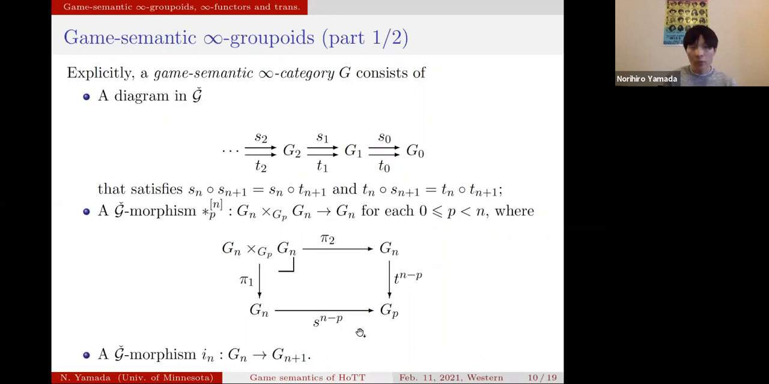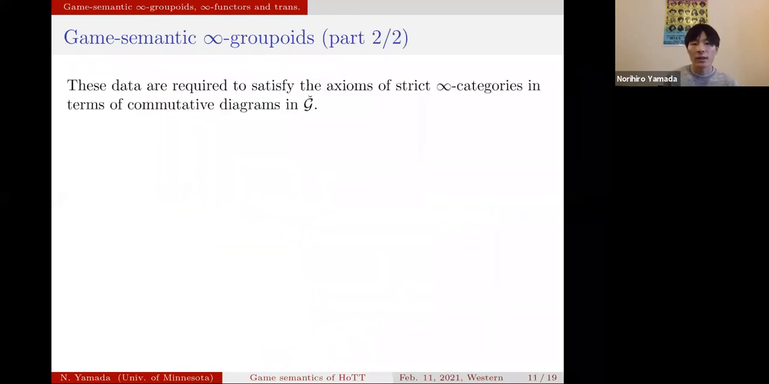And of course, these structures are required to satisfy the axioms of strict infinity categories in terms of appropriate commutative diagrams in G-check, such as the interchange law, associativity, unit law, and so on.